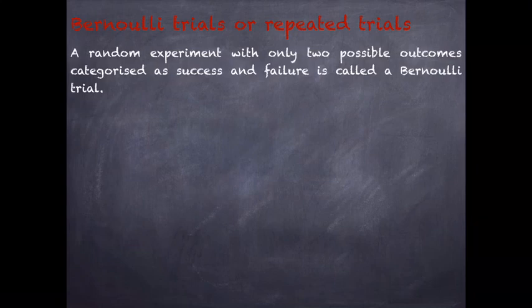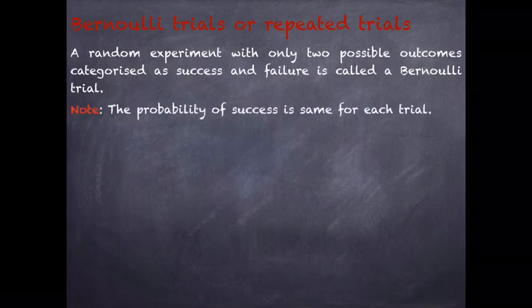For example, if you toss a coin, we have only two possible outcomes, head and tail, or if you consider any factory's production of some particular item, it may be defective or non-defective. Such types of problems will come under the Bernoulli trial. Note that the probability of success is the same for each trial. Remember, this is an important point.